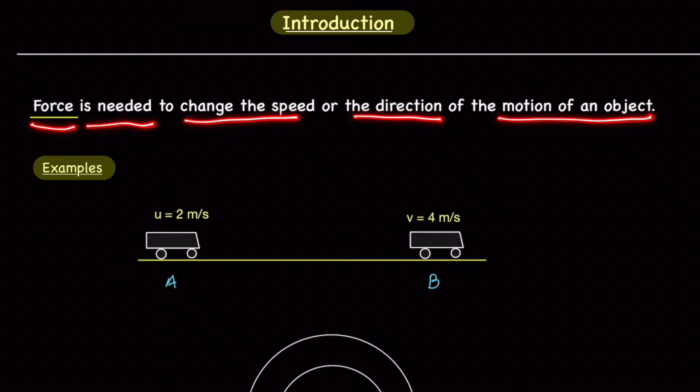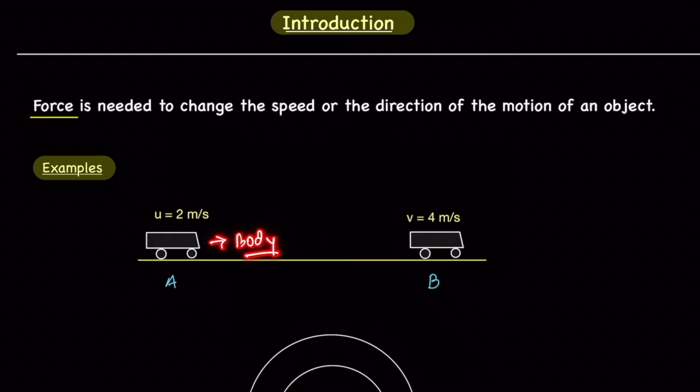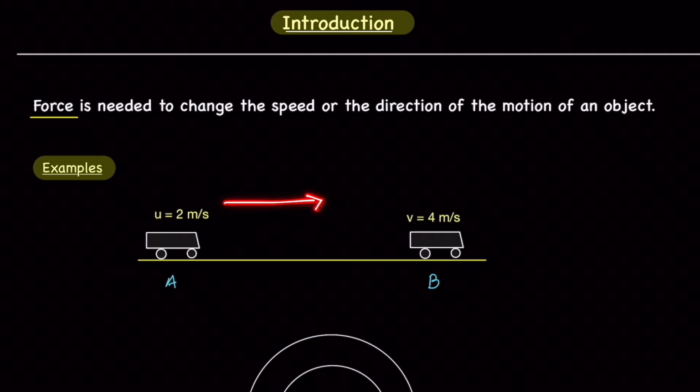Here we will understand this with a few examples. In example 1, we have a body whose initial speed is 2 meters per second, on a straight road, so there is no change in direction. After reaching point B, the final velocity becomes 4 meters per second. So definitely we applied a certain force on the body, and its speed changed.